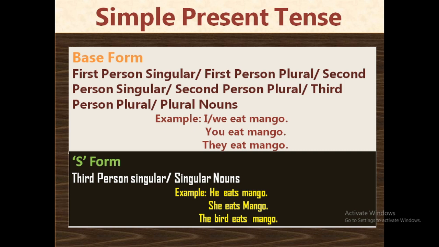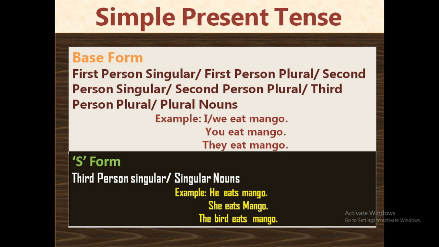The subjects like first person singular, first person plural, that means I or we, second person singular and second person plural, that means you, third person plural, that is they, and plural nouns always take the base form of the verb in the simple present tense. For example, I or we eat mango. Here the first person singular and first person plural takes the base form of the verb eat. You is the second person plural, hence we use you eat mango. The base form is used here.